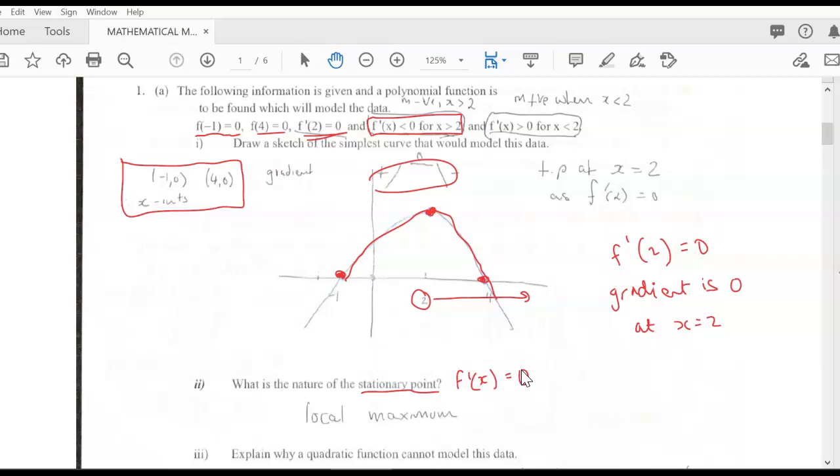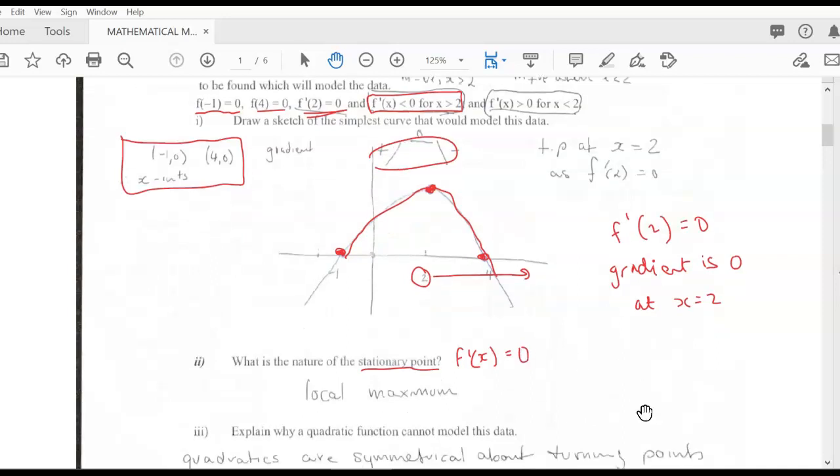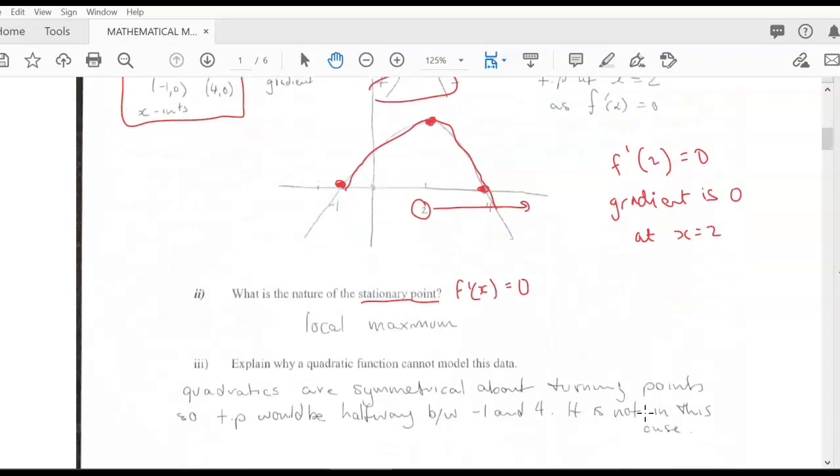It's a local maximum because it's our maximum point, all right? And it's a negative curve, so it's a local maximum. Sorry, it's not necessarily a parabola, but it is a negative curve. So it's the high point, the maximum point. If it was the other way around, if it was reflected along the x-axis, it would be a local minimum. Sorry, it's not a quadratic, and we're going to answer why in question 3.